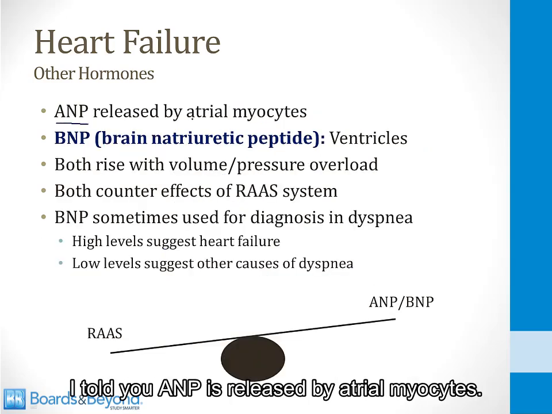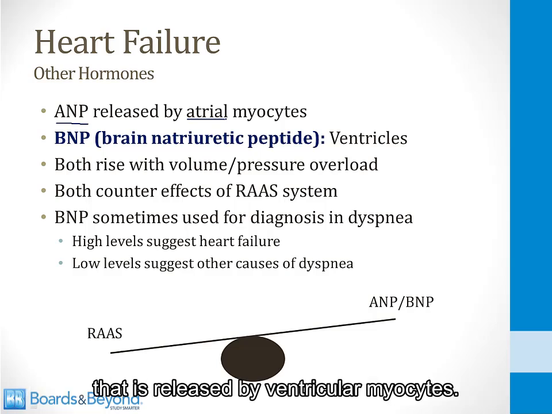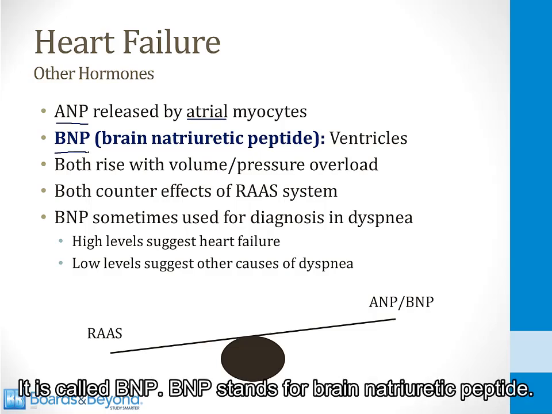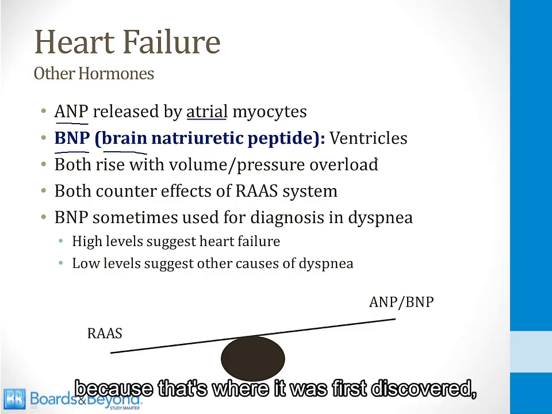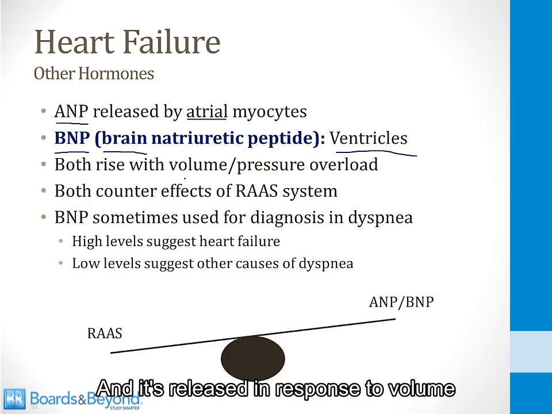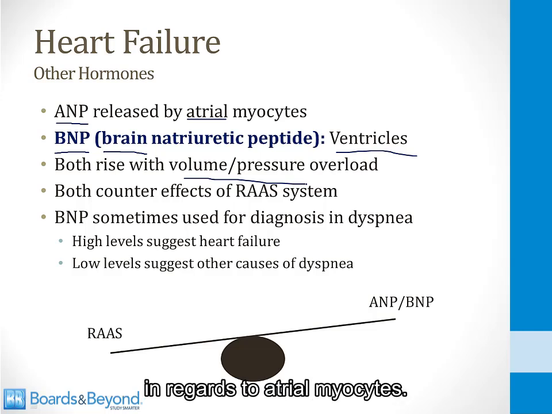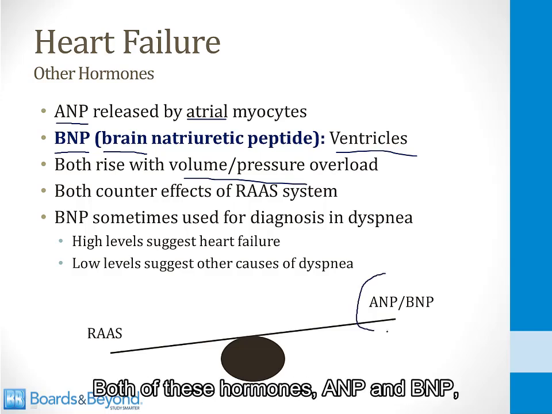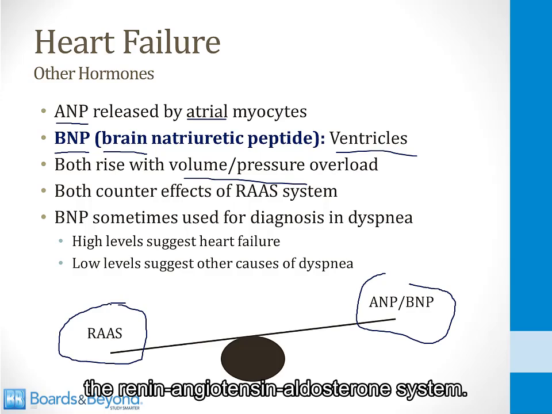I told you ANP is released by atrial myocytes. There is a similar protein with similar effects on the body that is released by ventricular myocytes. It is called BNP. BNP stands for brain natriuretic peptide. It has the word brain in it because that's where it was first discovered, but it's released by ventricular myocytes, and it's released in response to volume and pressure overload, just like ANP is in regards to atrial myocytes. Both of these hormones, ANP and BNP, serve as a counter to the renin-angiotensin-aldosterone system.